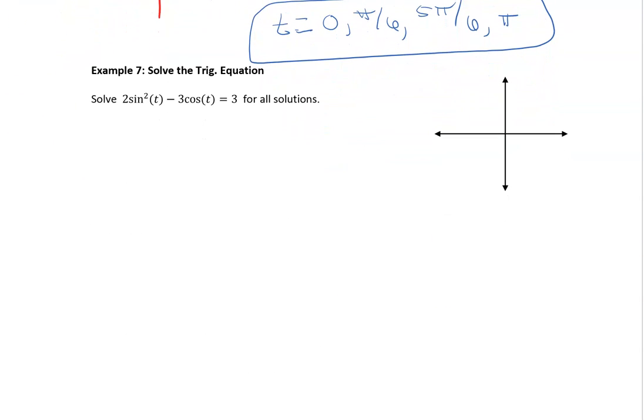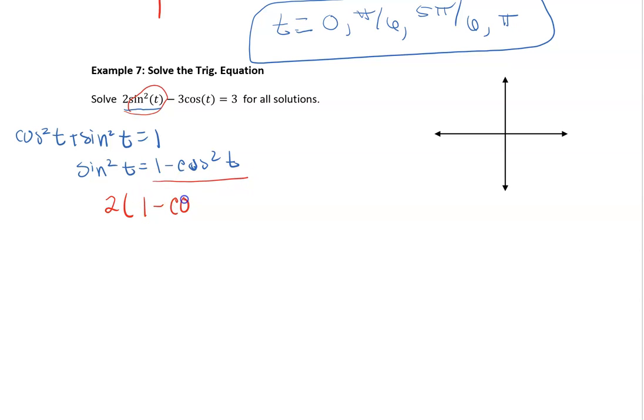So the first thing I'm going to do is treat this similar to maybe a polynomial if need be. But it looks like I can't jump there because I've got sine squared, I've got cosine. So when I see this sine squared, I'm going to think of my Pythagorean identity and say, okay, well, I know that cosine squared plus sine squared is equal to 1. So I'm going to make a substitution here and say, well, then sine squared is equal to 1 minus cosine squared. So I'm going to say 2 times, instead of the sine squared, I'm going to make the substitution 1 minus cosine squared t, minus 3 cosine t equal to 3.